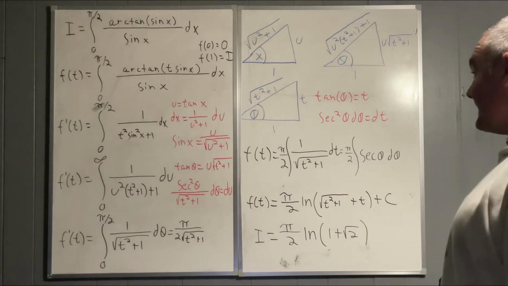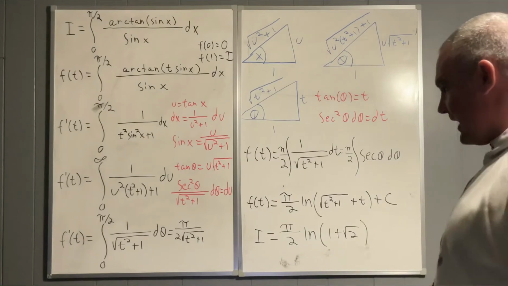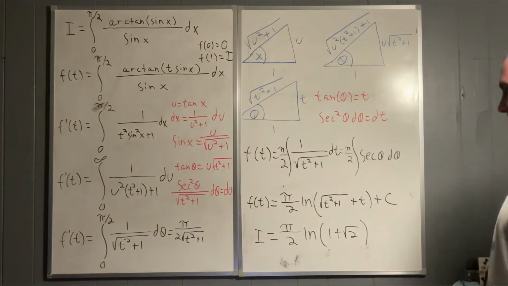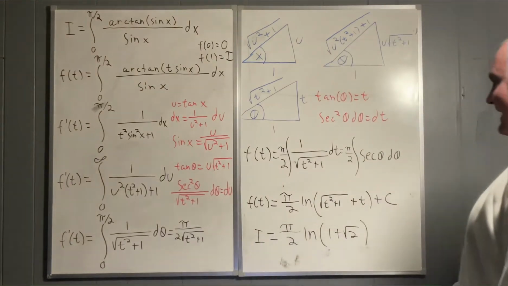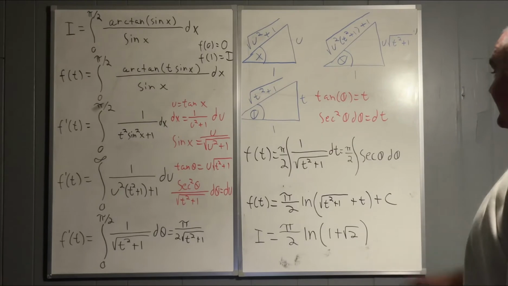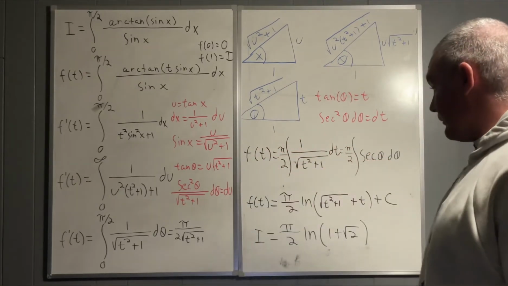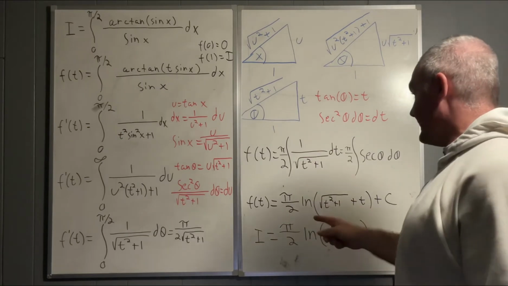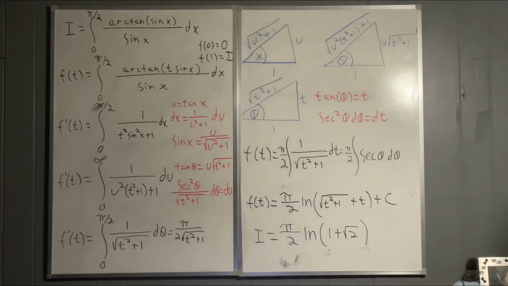Now, since we have a good expression for f prime of t not involving integrals or anything, it's right here. What we want to do is go back to f of t. So we integrate this with respect to t, and that is represented right here. We'll have f of t is equal to pi over 2 times the indefinite integral of 1 over the square root of t squared plus 1 dt.